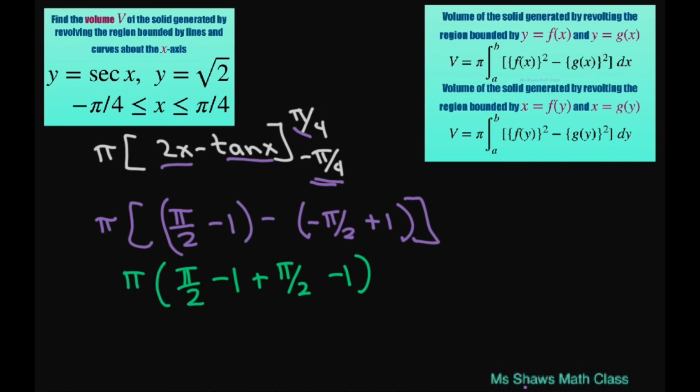All right. So this is going to give you, this is going to be pi, this is going to be just pi. When you add these two, you get pi minus 2. So if you distribute that, that's going to be pi squared minus 2 pi. And that is your volume.